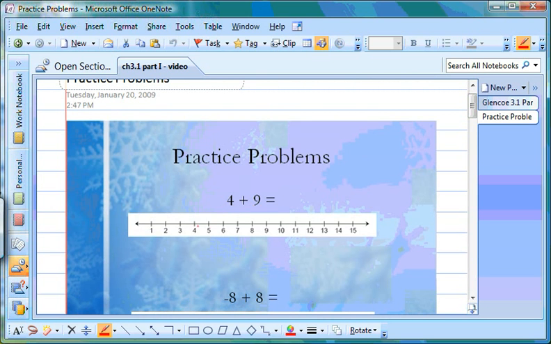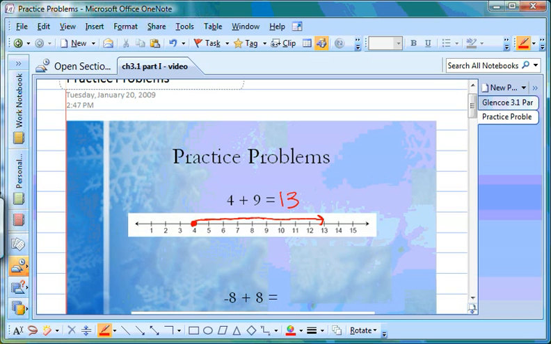We take the first number that they give us, which is 4, and we put a dot there. Okay? Our number line rules tell us that if we're adding a positive number, we move to the right. So we're going to move to the right 9 places. 1, 2, 3, 4, 5, 6, 7, 8, 9. 9 takes us to 13. So our answer to that problem is 13.